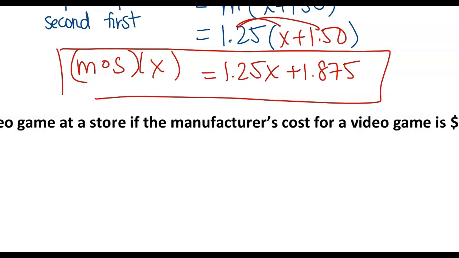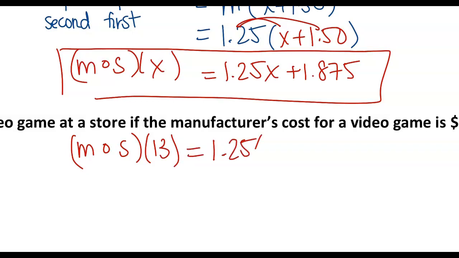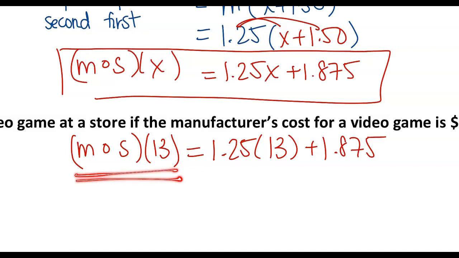So you're doing the composition of M composed with S of X, which is 13. That's the cost of the manufactured game. We're going to plug it in as 1.25 times 13 plus 1.875. What this tells me is that you are finding the specific value for the cost at the store when the manufacturer only charged $13. That's what this means.